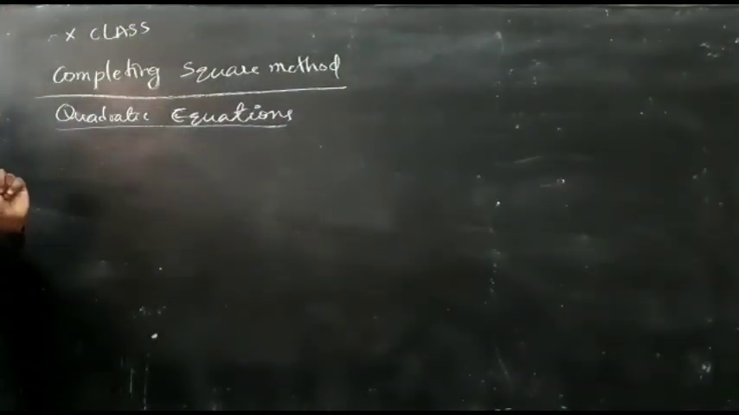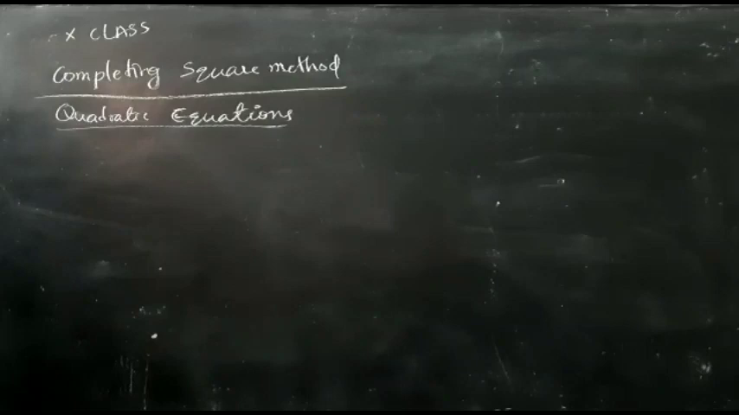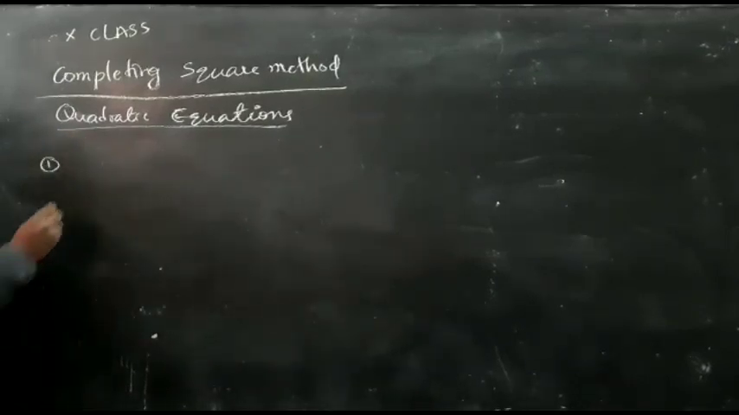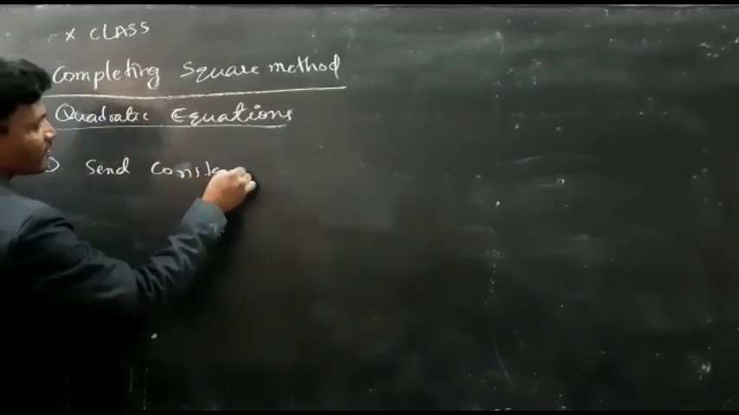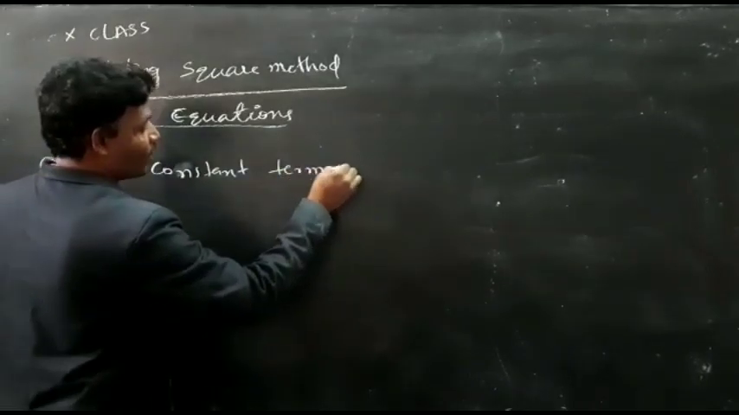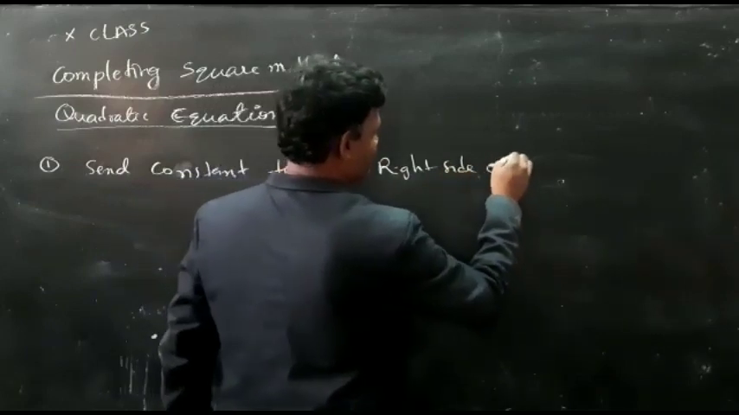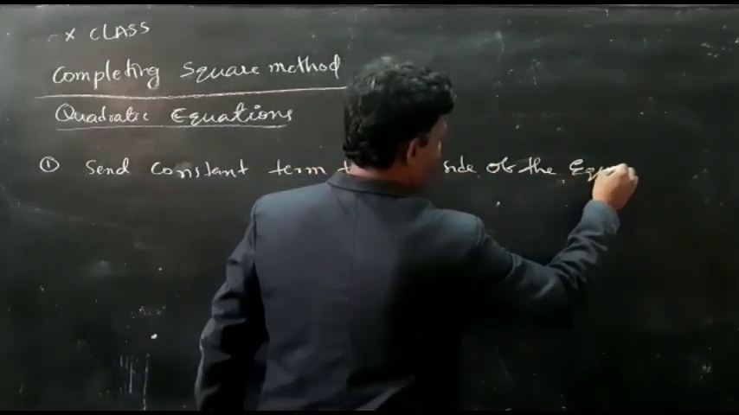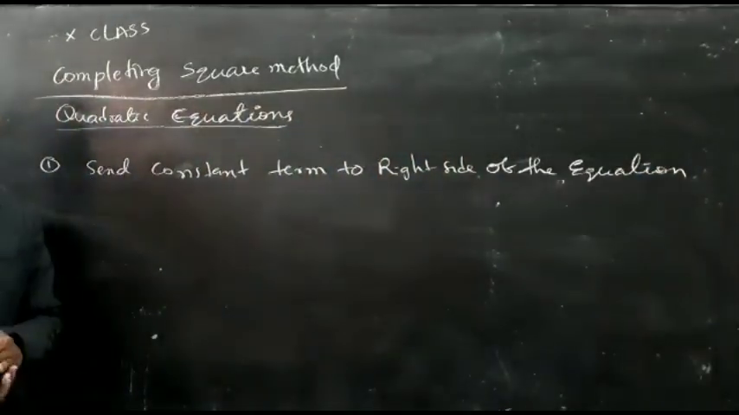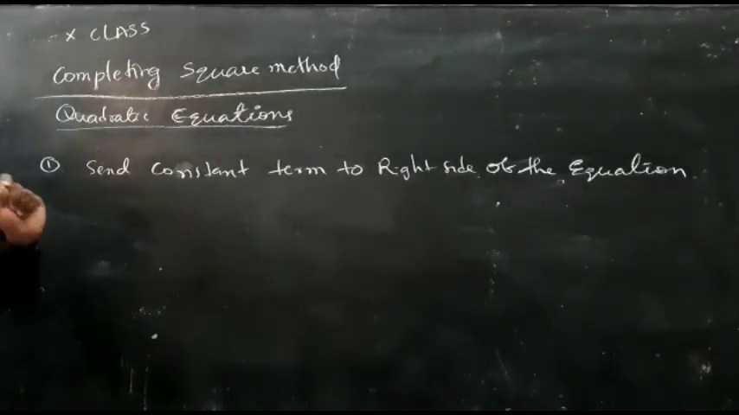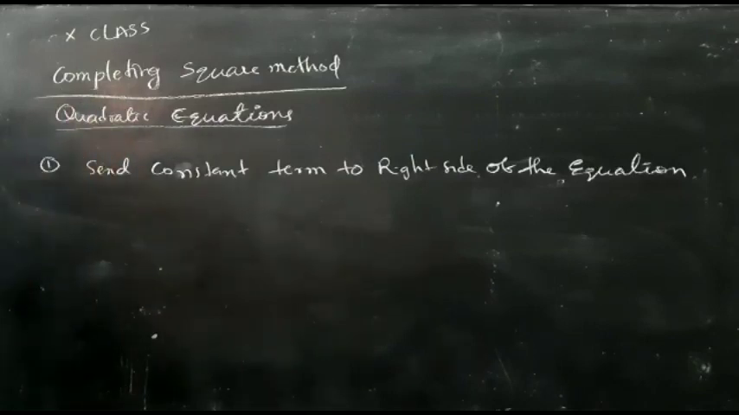To find the roots of a quadratic equation by using the completing square method, you have to follow some steps. Step 1: send the constant term to the right side of the equation. So, what is step 1? Send the constant term to the right side of the equation.